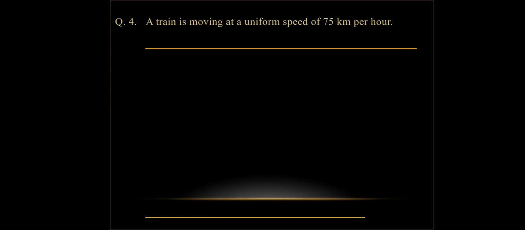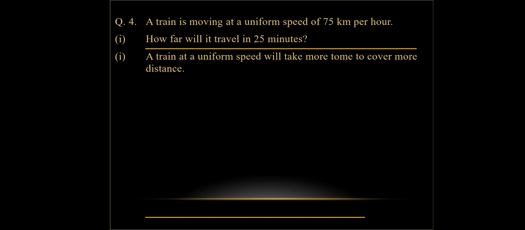In question number 4, a train is moving at a uniform speed of 75 km per hour. How far will it travel in 25 minutes? It means the train is moving at uniform speed. Uniform means a constant speed. This speed doesn't change. Sometimes you might say 75 and sometimes 10 km or sometimes 40 km, which means it varies every time. But it doesn't vary. It is a constant, or uniform, speed of 75 km per hour. So in the first part you need to find out how far it will travel in 25 minutes.